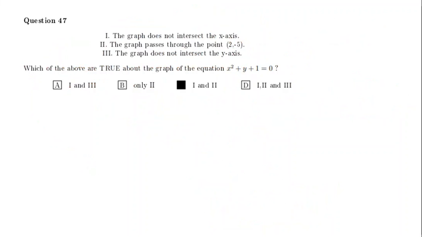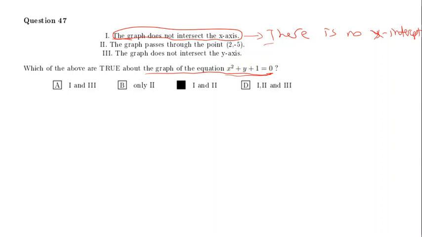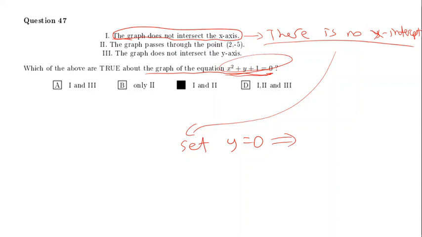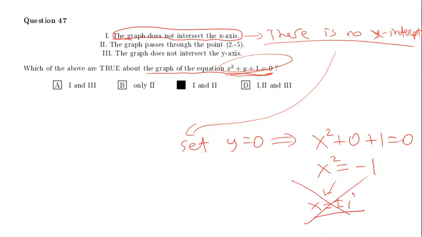Which of the above are true about the graph of the equation x squared plus y plus 1 equal to 0? So the first one is the graph does not intersect the x-axis. So what does this mean? It means there is no x-intercept. So how can you check if there is no x-intercept? Basically you have to set y equal to 0 and find x. So this is x squared plus 0 plus 1 equal to 0, and x squared is equal to -1. What are the solutions for this? It's plus minus i. So these are not real. So not real means no real intercept. So there's no x-intercept. This is true then.